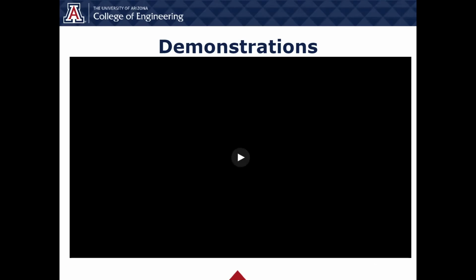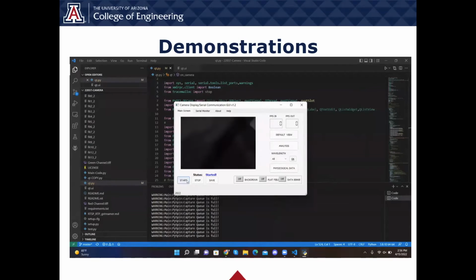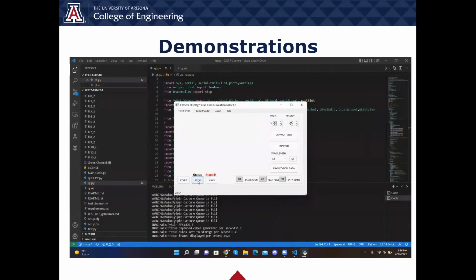Here, this is a video of me demonstrating our system's GUI. So this is our graphical user interface. Here on the main screen, we have our start, stop, and save button. So start turns on the camera. I'll demonstrate it right now. As you can see, we can see whether the camera is seen. We have a status telling us start. Clicking stop will turn off the camera.